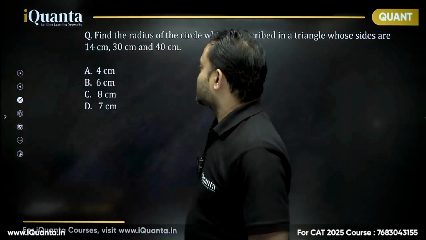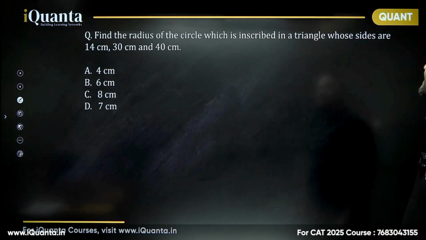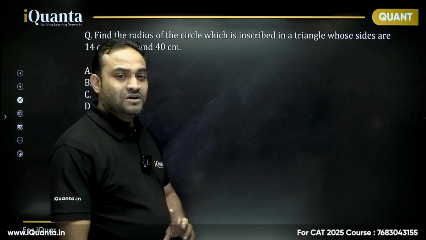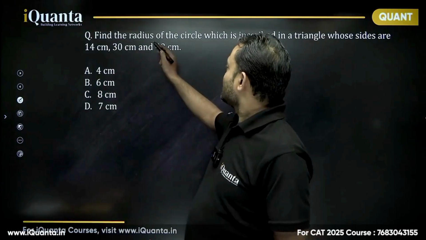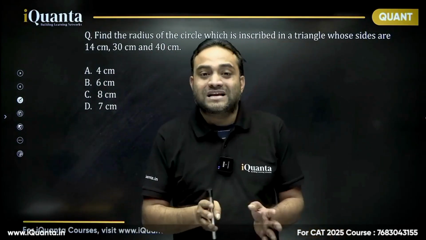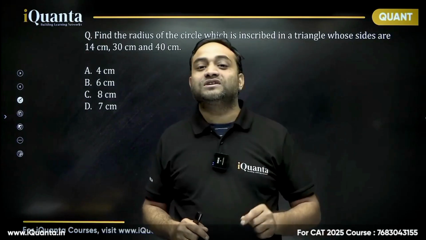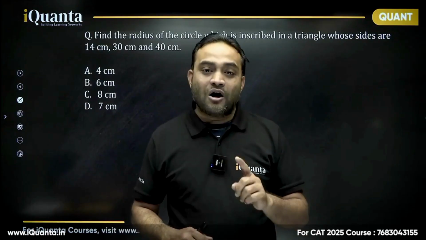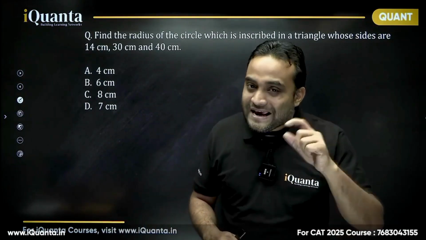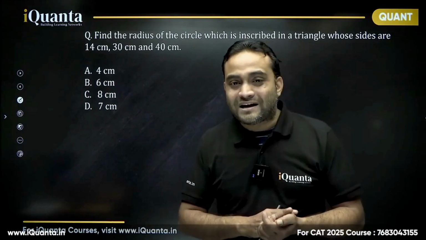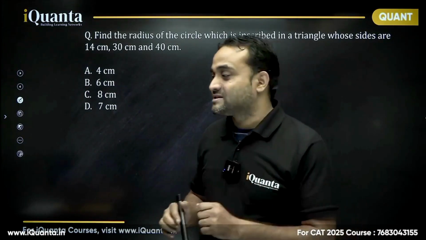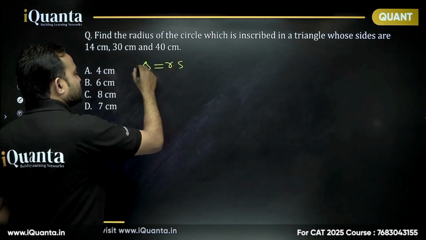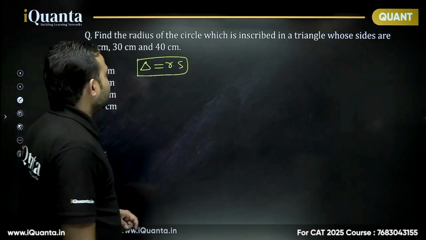Okay. Next question. Find the radius of the circle which is inscribed in a triangle whose sides are 14, 30 and 40 centimeter. So what do we need to find? Incenter, right? Find the radius of the circle which is inscribed. Inscribed means a circle that touches all three sides, so that is the incircle. Now the radius of the incircle is the inradius. So how do we find the inradius? Do you remember anything related to inradius and area of the triangle or perimeter of the triangle? So yes, we know that area of a triangle is equal to R into S, where S is the semi perimeter. So in this case, what will be S?